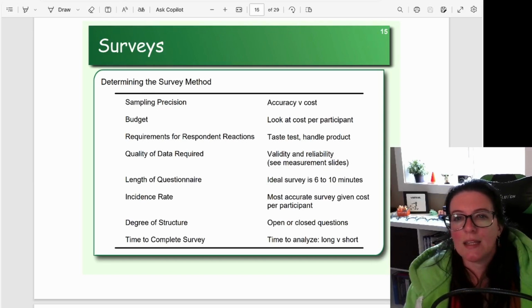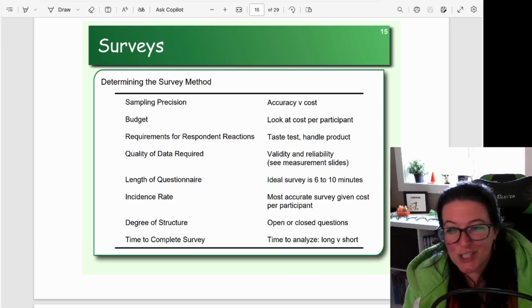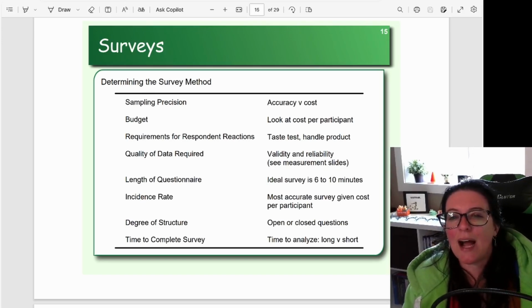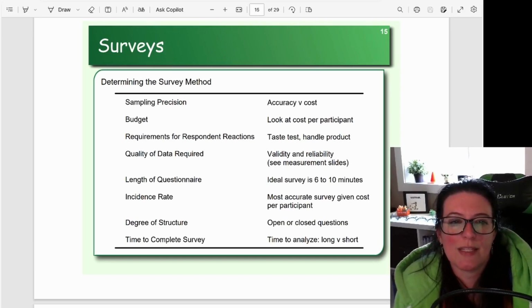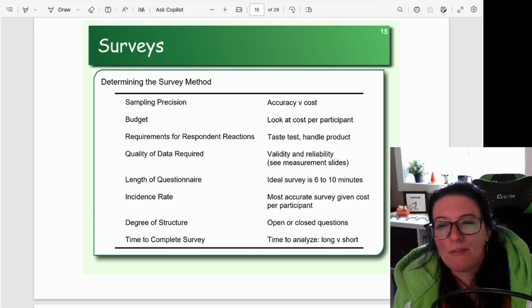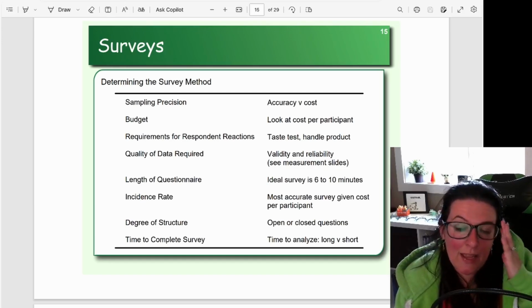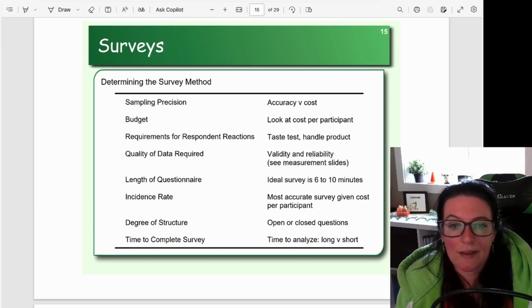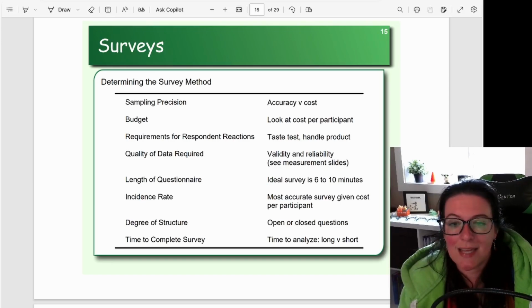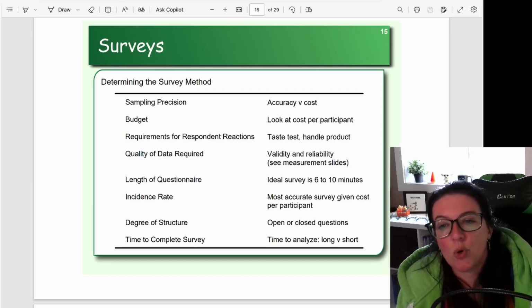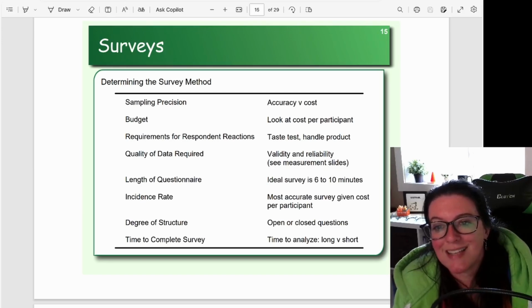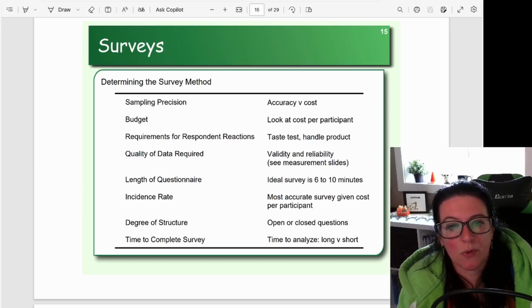We would look at the length of our questionnaire. And when it comes to how long, how many questions we have, the length. I mean, in the ideal world, your survey is only 6 to 10 minutes. If you are doing an online survey, it's got to be on the lower end. If it's going to be something that's going to take longer, then door-to-door allows for more time for that survey, but really keep it as short as possible to increase your response rate.